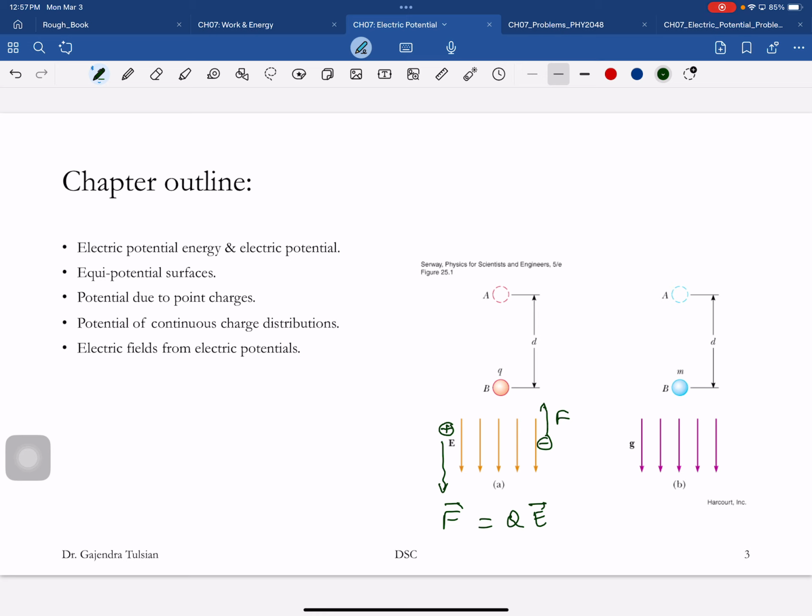Okay, as this guy falls, his kinetic energy is increasing. What is decreasing? Potential energy. Its potential energy is decreasing. So as this positive charge falls, his potential energy is decreasing and kinetic energy is increasing.